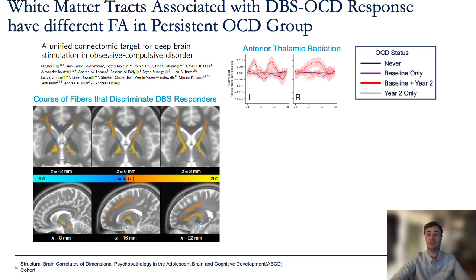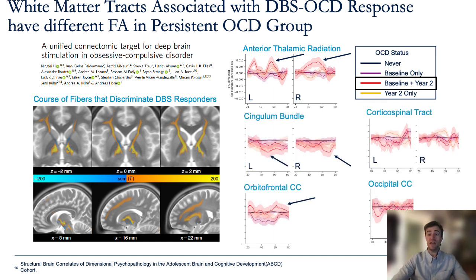Indeed, we see effects on certain white matter tracts related to these areas that are specific to the persistent OCD group. Here, I'll ask you just to pay attention to the red lines, which represent the group that continue to meet OCD criteria over time. And we can see that the tracts that were found to be associated with treatment response, such as the anterior thalamic radiation, the cingulum bundle, and orbitofrontal corpus callosum, have altered FA values in the persistent OCD group versus the rest of the groups. Also worth noting is that these changes seem to be specific to these tracts.